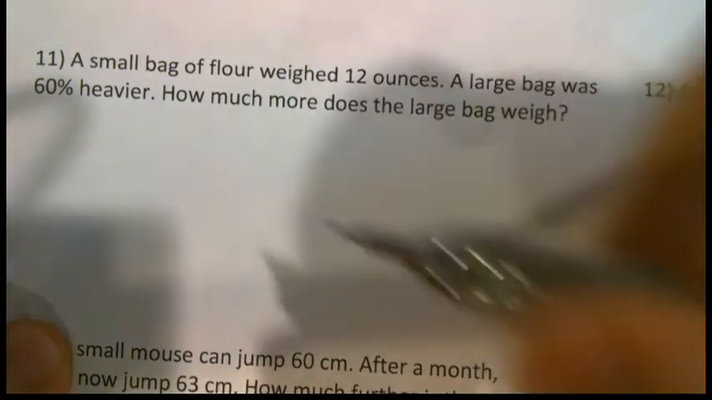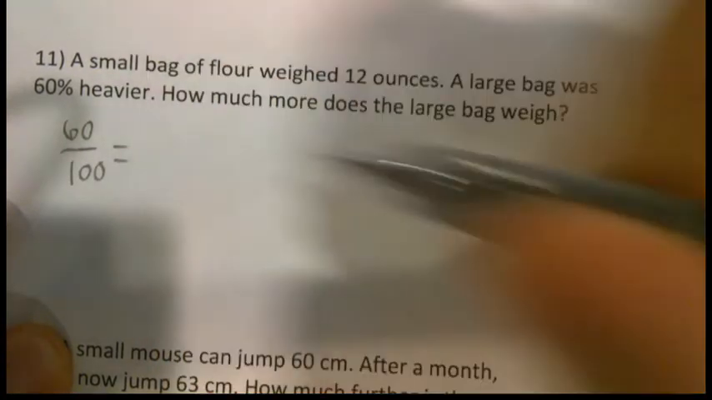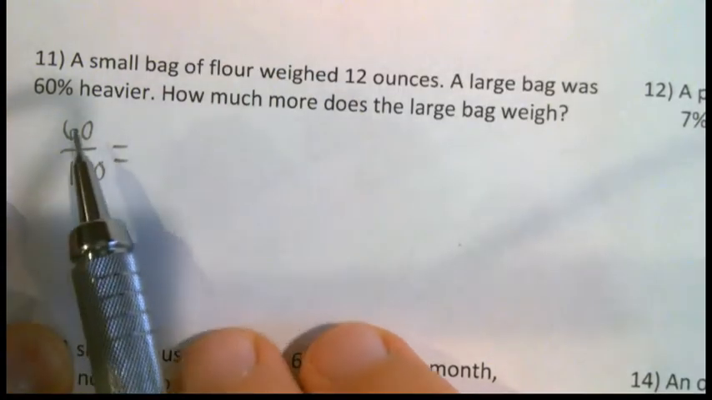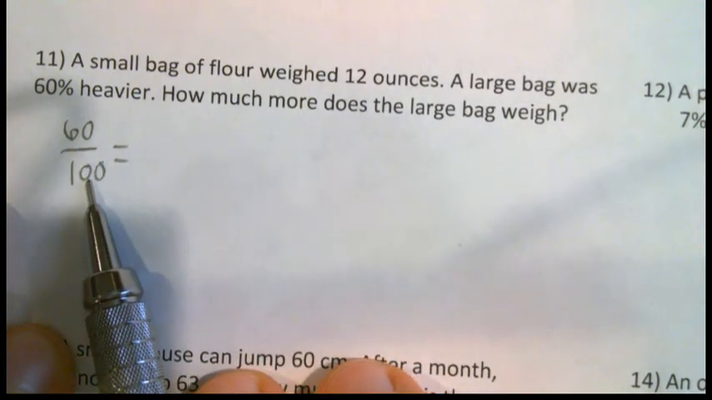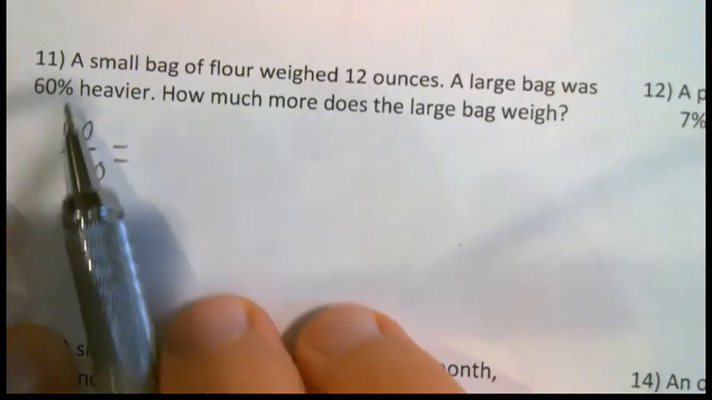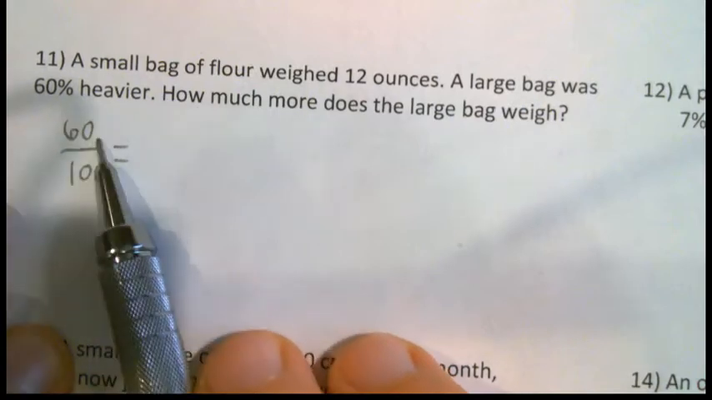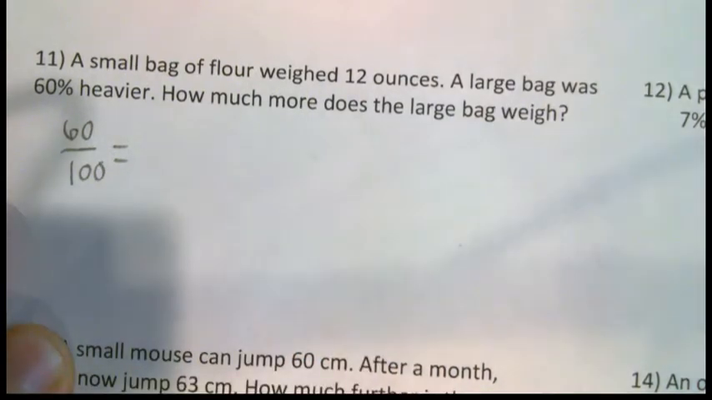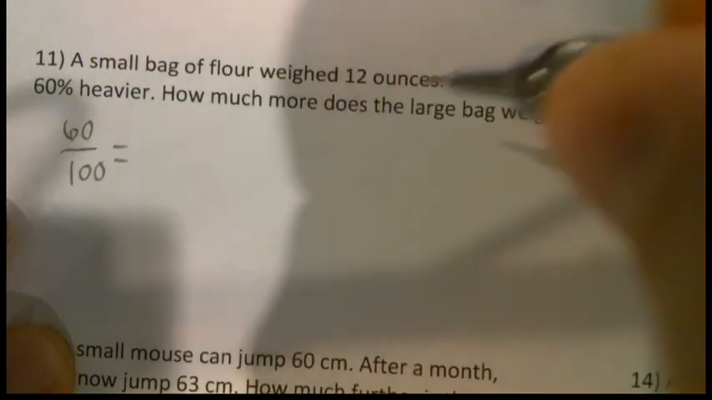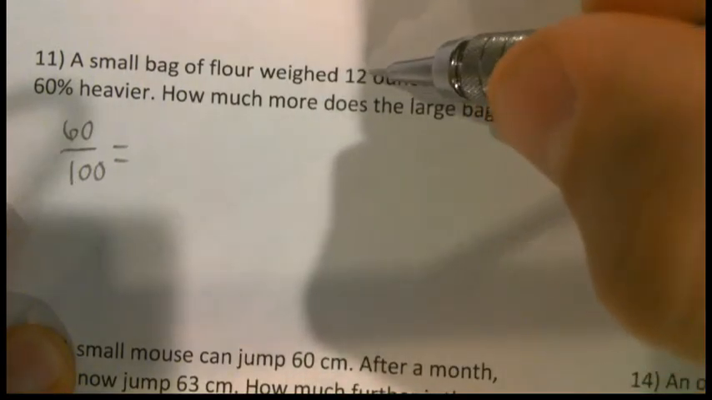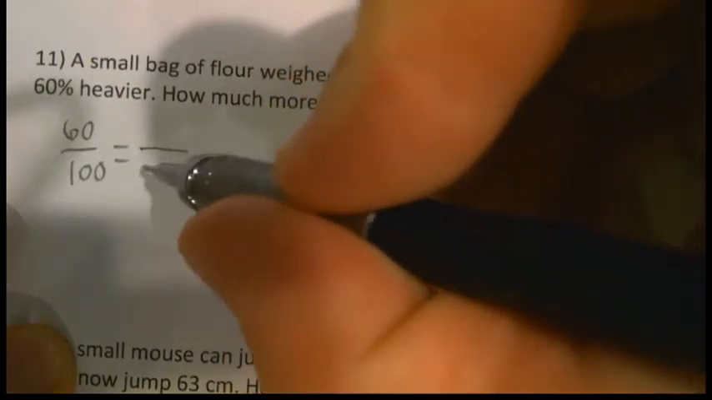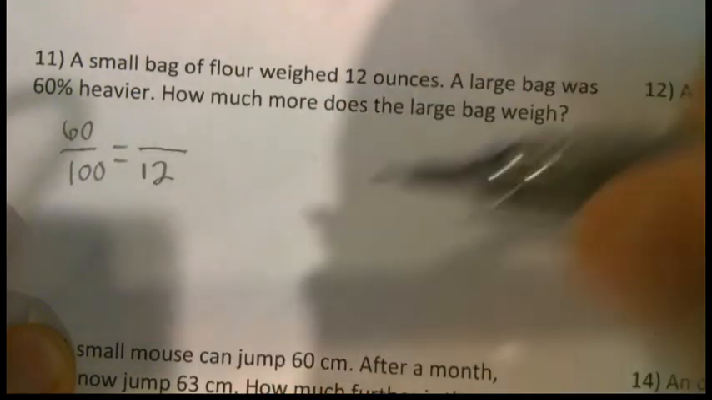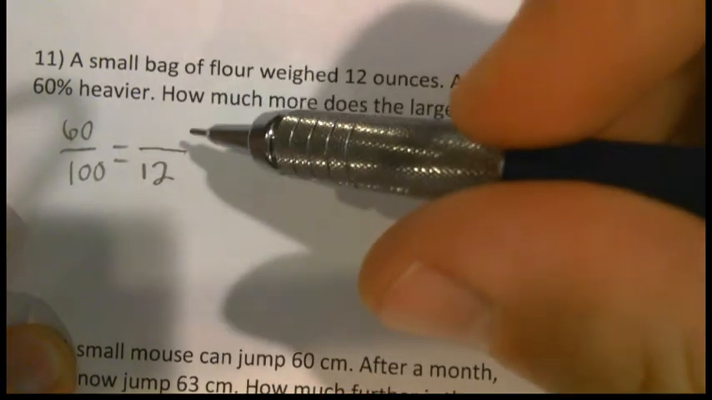Our percent is 60, so we can think of this as 60 over 100. Since we're taking our percent and dividing it by 100, we no longer need the percent sign. We just write 60. The original weight of the flour was 12 ounces. The new bag, the one that's heavier, that's what we're trying to find out.